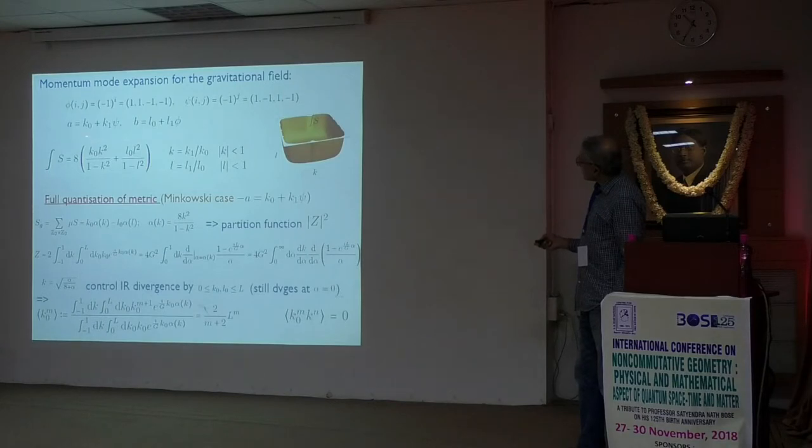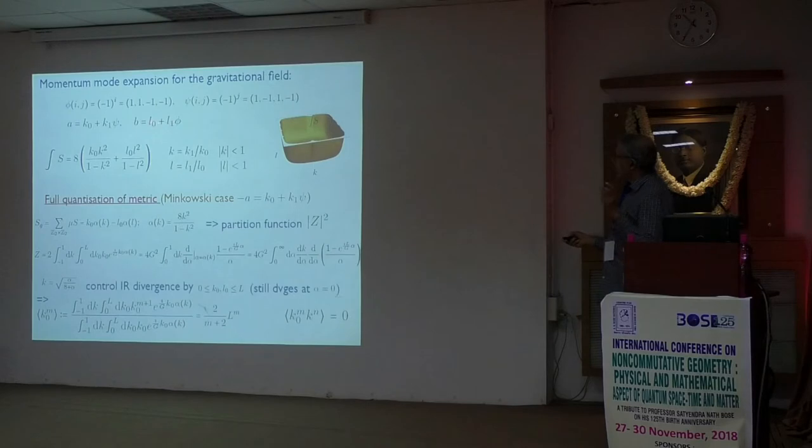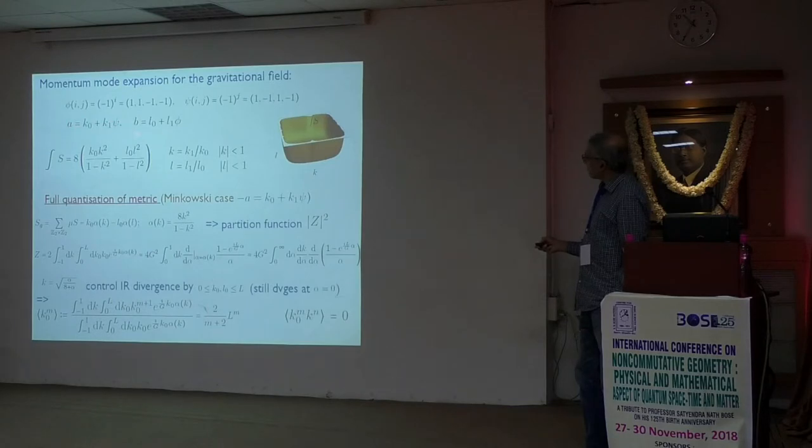So now we can expand our metric functions. A and B are arbitrary functions, subject to that differential equation, which makes the edge lengths the same. So that implies that A and B have this form. They're expanded in Fourier modes like this. A3 has no chi component. Now the Einstein-Hilbert action in momentum space becomes this.